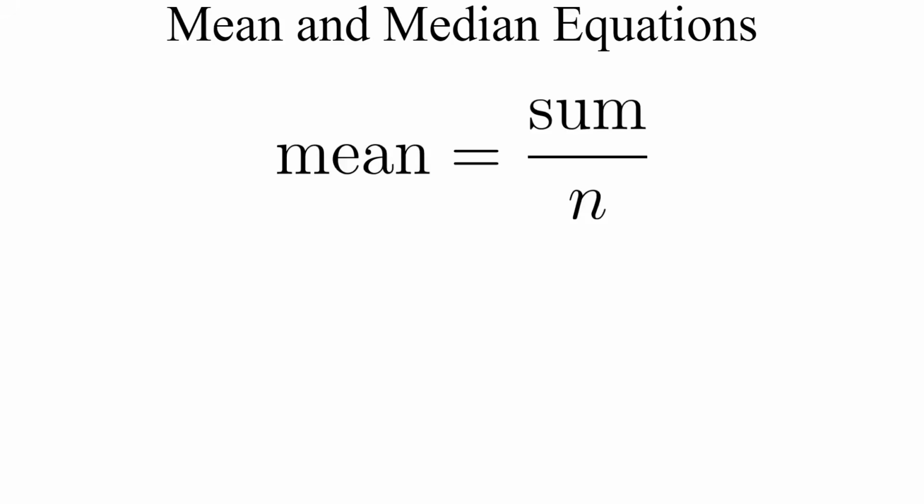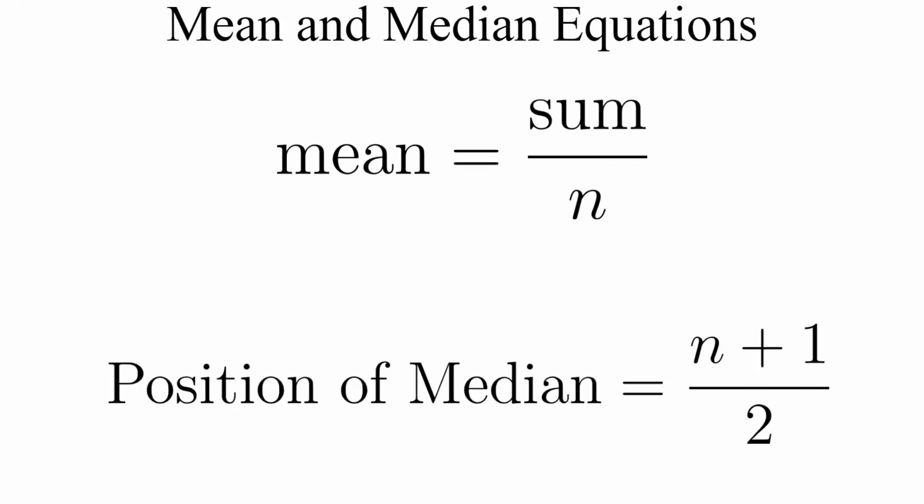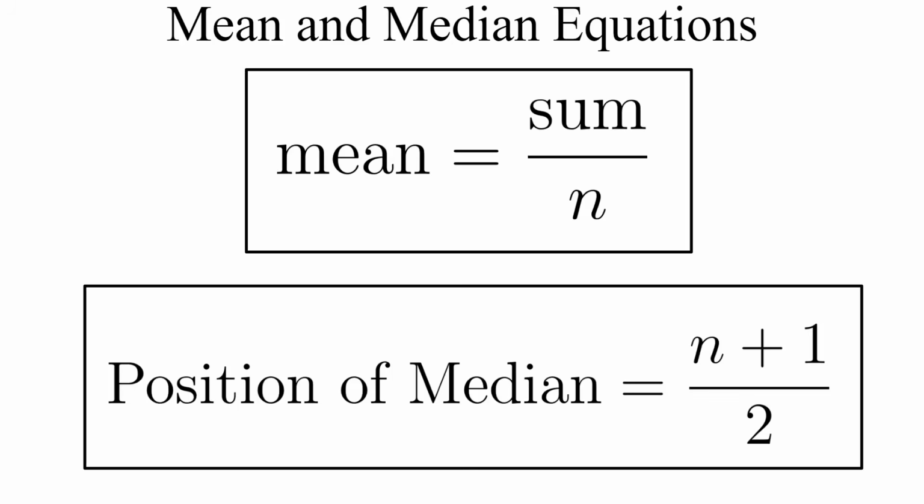Okay, so these are probably some of the most important things in this entire video, the mean and median equations. So to calculate mean, we do the sum divided by n, and to help us find the median, we use the position of median formula. The position of median is equal to n plus 1 over 2. Make sure you know both of these like the back of your hand going into your exam.